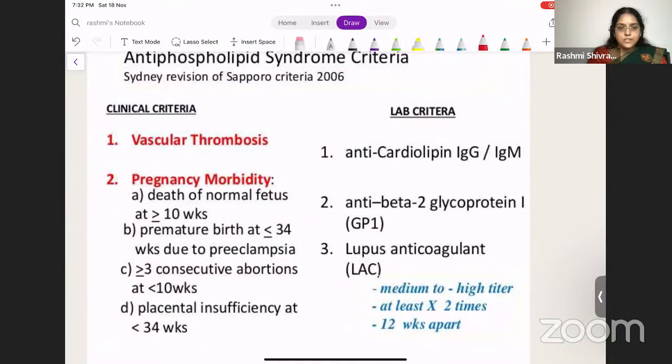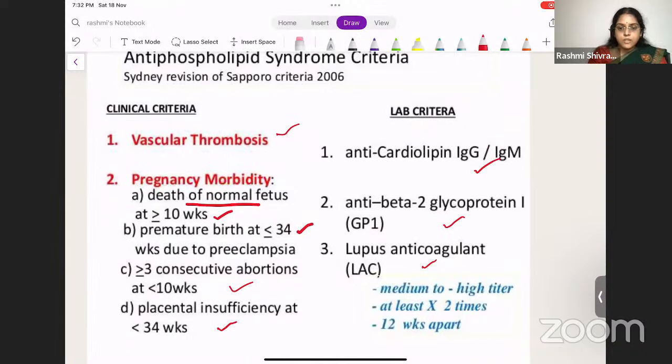So I'll tell you, there is vascular thrombosis. So DVT, central venous thrombosis, all these things can be present. Pregnancy morbidity: death of a normal fetus at more than 10 weeks, premature birth at less than 34 weeks due to preeclampsia, 3 consecutive abortions at less than 10 weeks, placental insufficiency at less than 34 weeks. Lupus anticoagulant, anti-beta 2 glycoprotein and anticardiolipin. All these things are there.